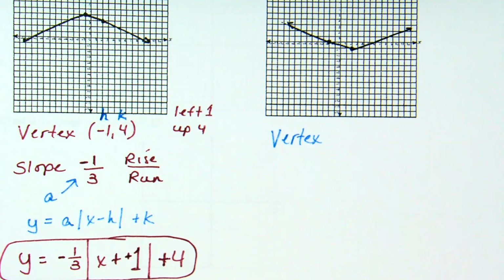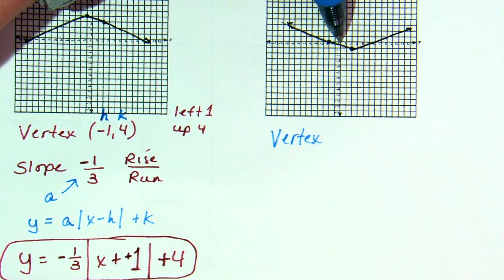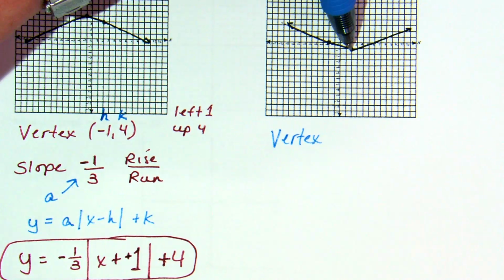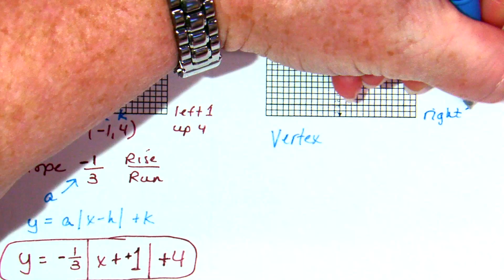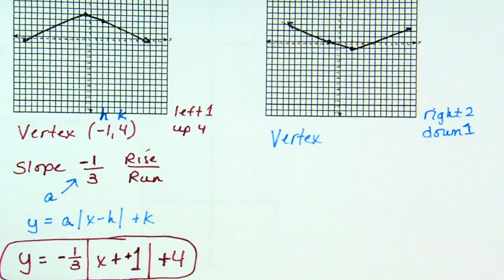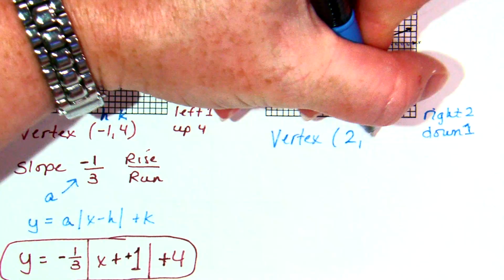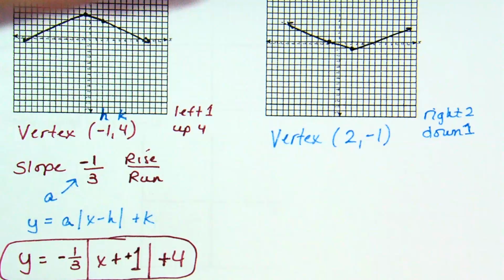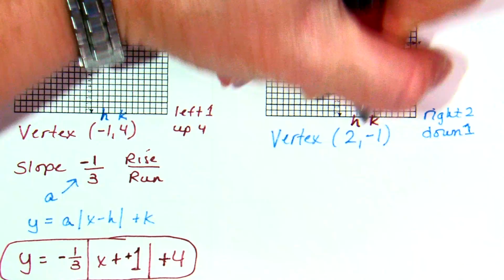Okay. What do you see happening with graph B? Where does this graph go? It goes right 2 and down 1. I'm just writing that off to the side here so I remember. If my graph goes right 2, down 1, what's that make my vertex? 2, negative 1. 2, negative 1 are also going to be my H and K.